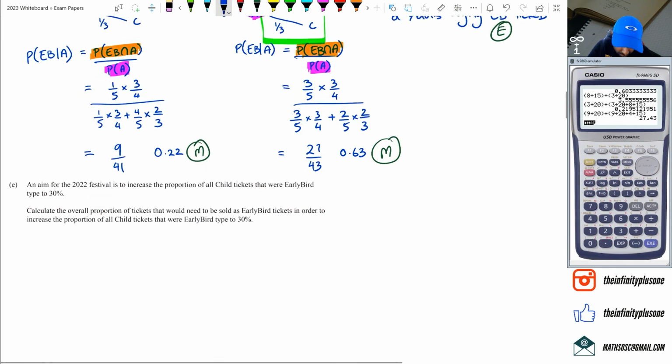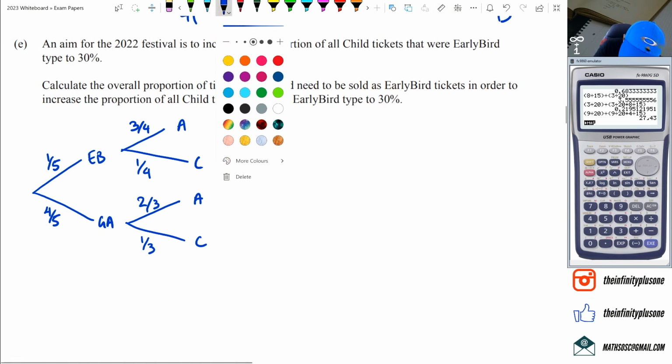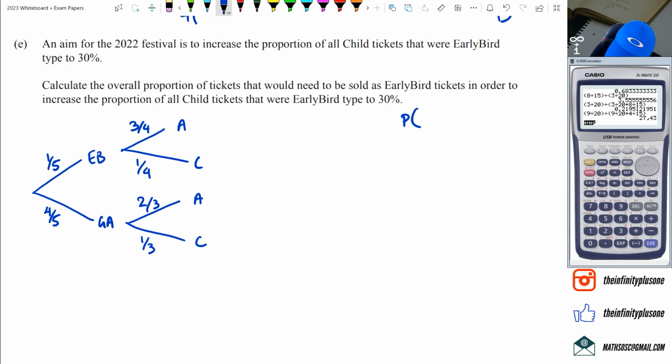Cool. Next question. For the last question, the aim for 2022 is to increase the proportion of all child tickets that were early bird to 30%. So basically what we've got here is the probability of EB, given that it's C, is equal to 0.3. The proportion of all child tickets that were early bird type to 30%.